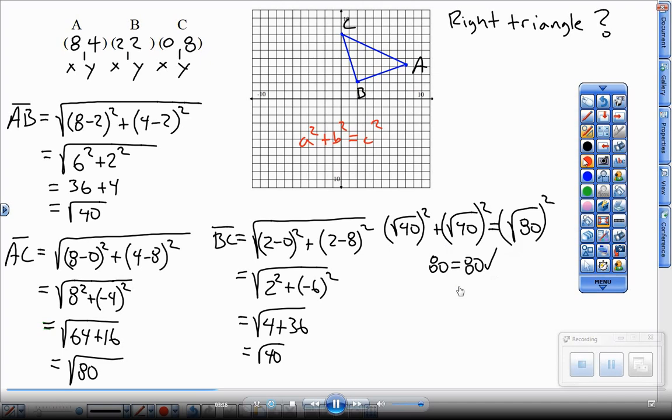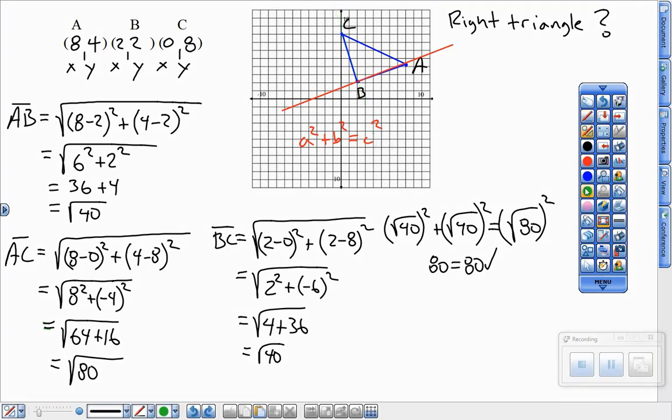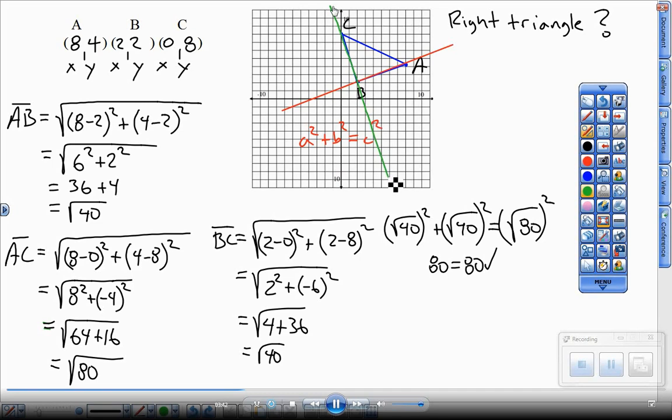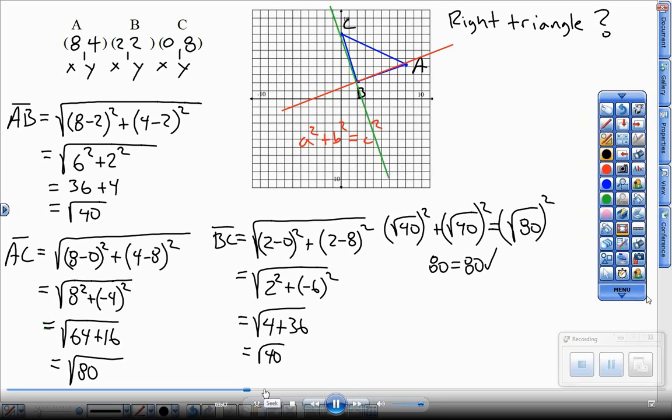That is true. Now, if I find the slope of this line right here through BA or AB, and I compare that to the slope of this line through CB, if I could prove those are perpendicular, that proves this triangle has a right angle in it, proves it's a right triangle. So to find the slope between these two points, you've got to go back to the slope formula, different than this distance formula. So I'm going to find the slope of CB, and let's skip ahead here because I think I made a little mistake.